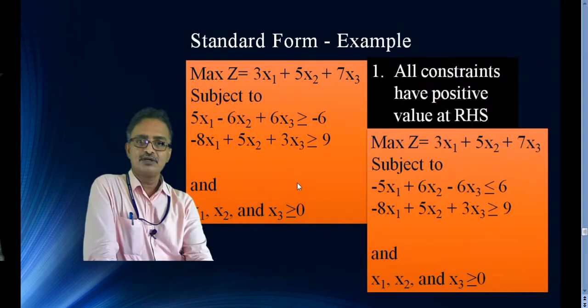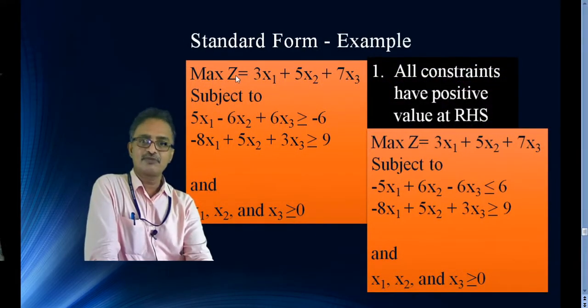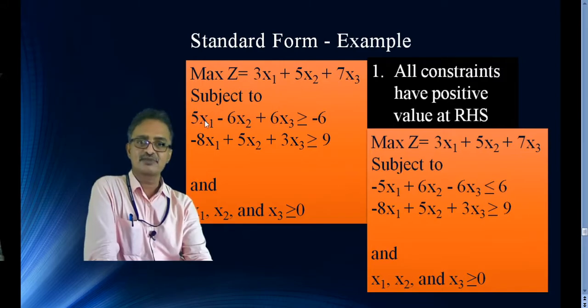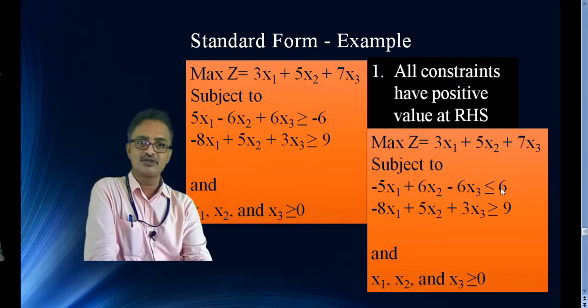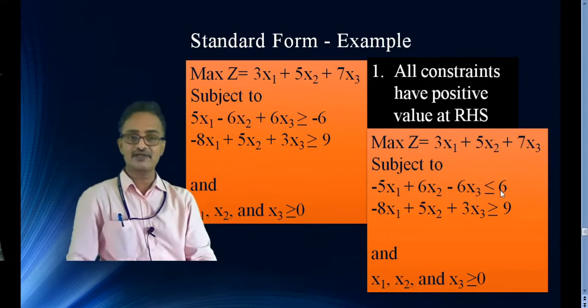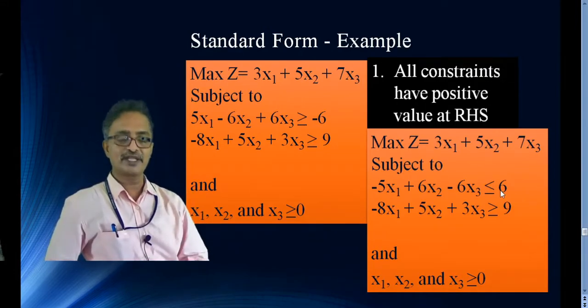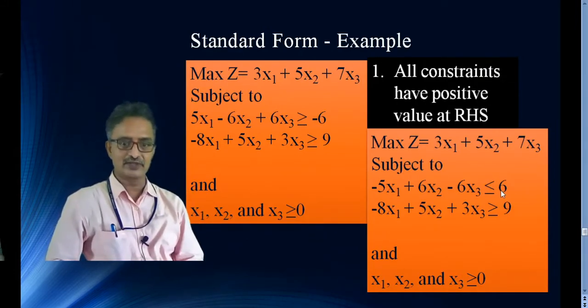Now let us take the previous problem, where it is a maximization case subject to two constraints. One has -1 on the right hand side, the other has a positive value. Now, the first requirement of the standard form is that all constraints must have positive right hand side. So we convert the first right hand side quantity into positive by multiplying both sides with -1. That gives us this formulation.